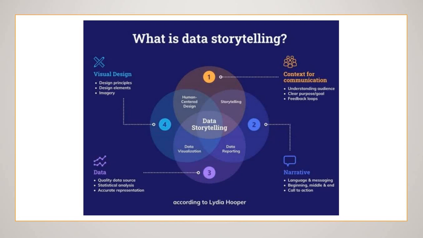Okay. So, these are the whole idea about data storytelling. Combination of context for communication, understanding audience, clear purpose, okay, feedback loop. Kemudian kita ada narrative, language and message, beginning, middle and end of the narrative, call to action. Okay, kemudian number 3, data, quality. Data tu kena berkualiti, statistical analysis, accurate representation. Kemudian number 4, visual design. Okay, visual design kita akan tengok nantilah dari segi color dia semua. Design principles, design elements, imaginary. Okay, so that's all.